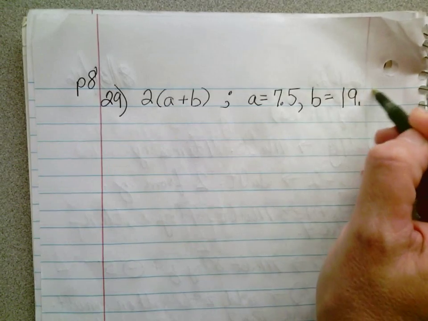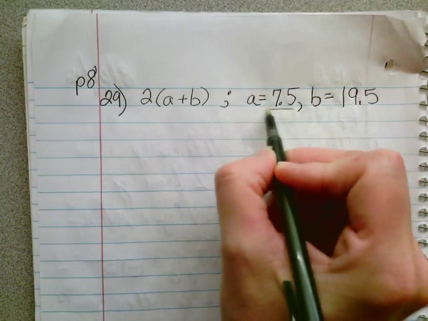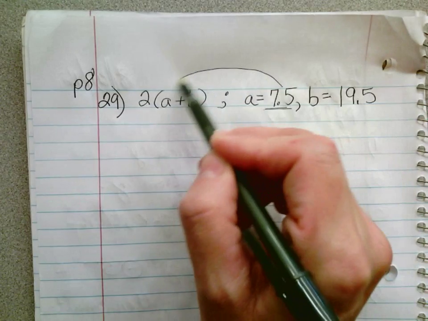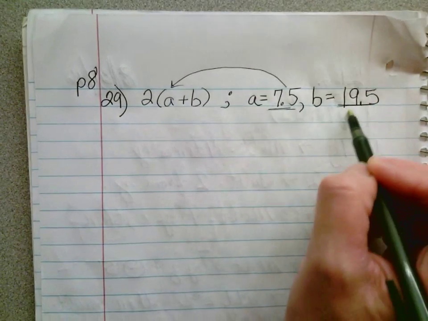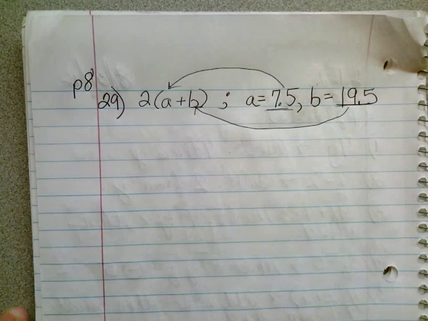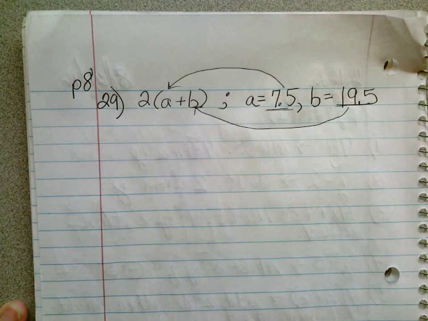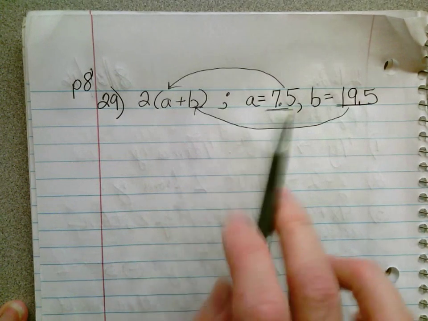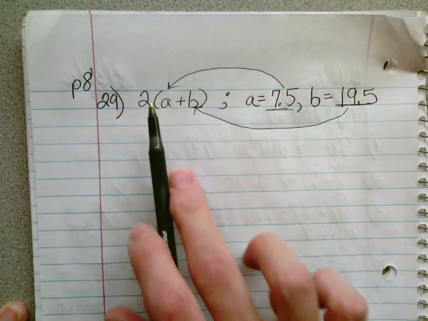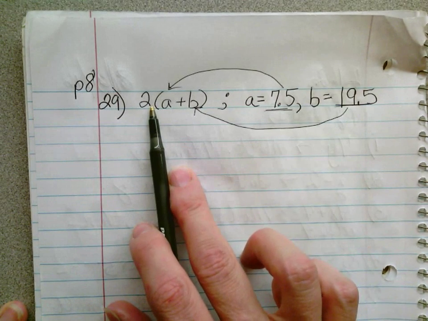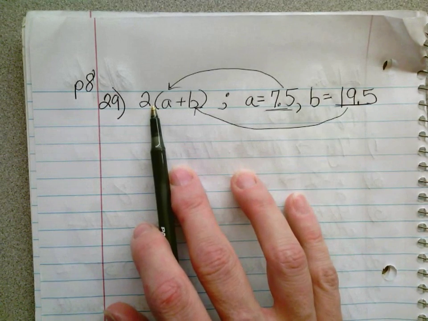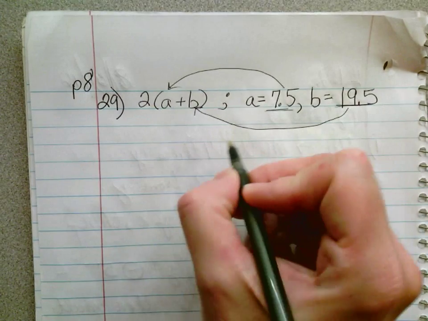19. Awesome. So I'm going to plug in this value for A, and I'm going to plug in that for B. Go ahead and work that on your own. Add A and B, and then double it. We'll see what you guys end up with.